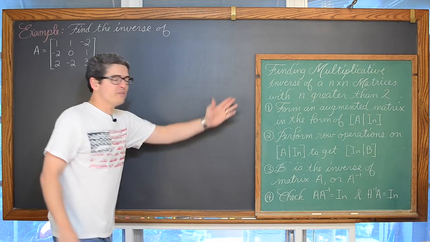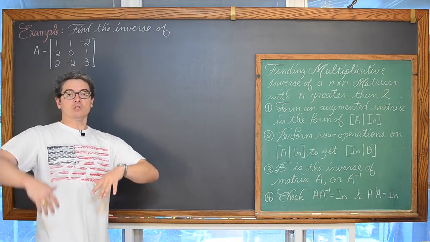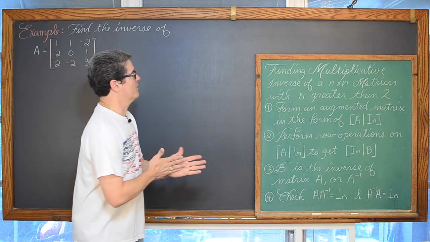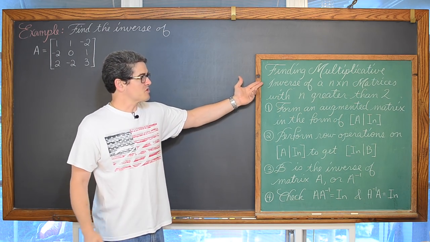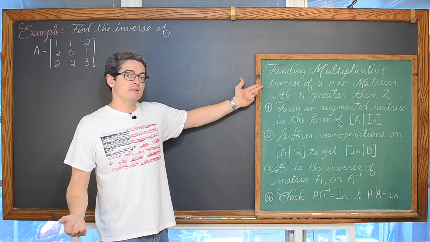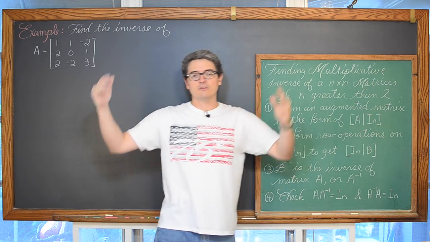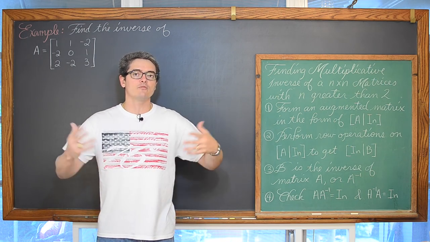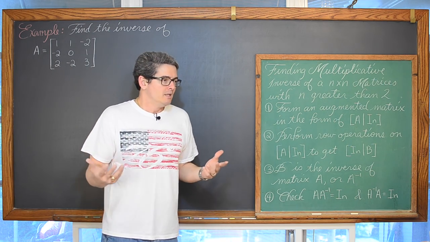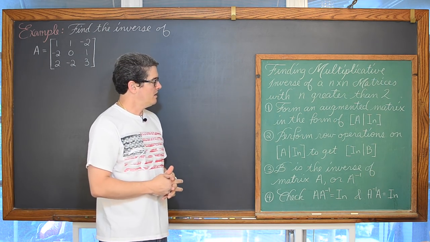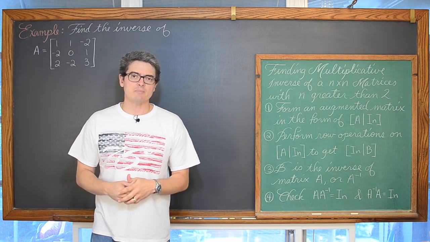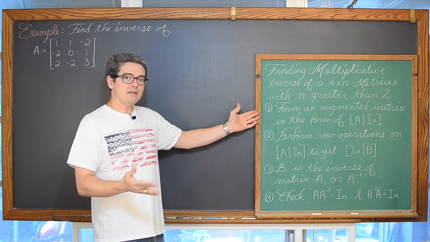Alrighty then, so moving on up to 3x3 and larger matrices, but we're going to do a 3x3 in our example. How do you find a multiplicative inverse of an n by n matrix, where n is greater than 2? If instead of a 2x2 matrix you have 3x3, 4x4, 5x5, there's no real easy process, at least if you're doing this math by hand, of finding that inverse matrix.